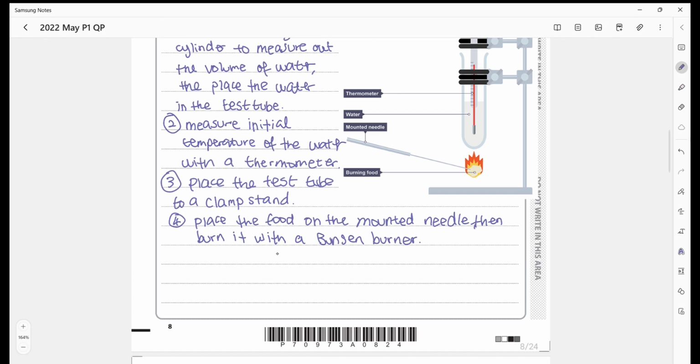Alright, so once we do that, we would place the mounted needle right below the test tube so that the heat from the food can be released and would be transferred to the water. Once we do that, we would then measure the final temperature of the water. So the greater the temperature rise, the more energy content is being stored in that food.